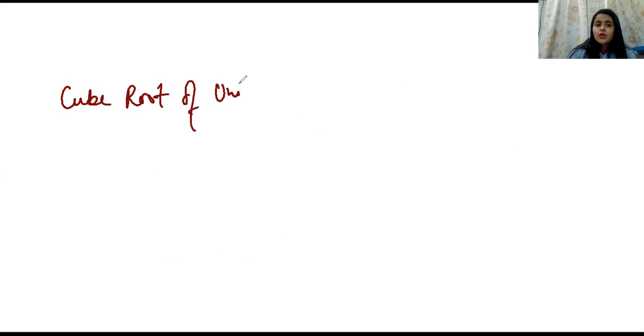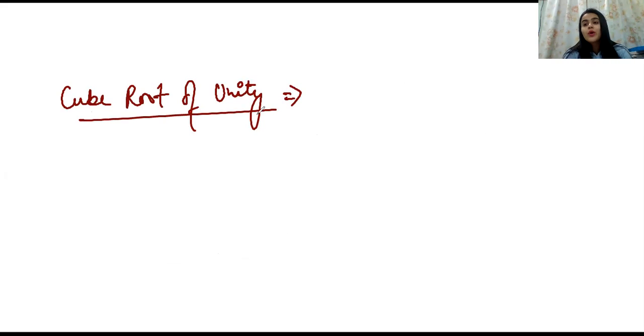And now the next is very important: cube root of unity. Students, in this video, what I'm going to do is just give you an overview of complex functions, that is, what you are going to learn in that topic. I'm not going to solve any numericals. In my next video, I'm going to solve numericals of what I am going to teach you in this video. Okay. So the first one is cube root of unity.